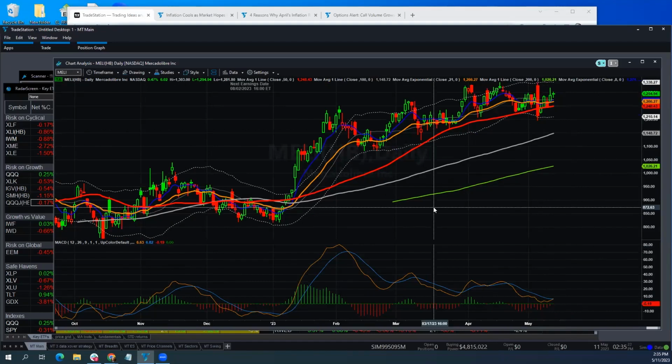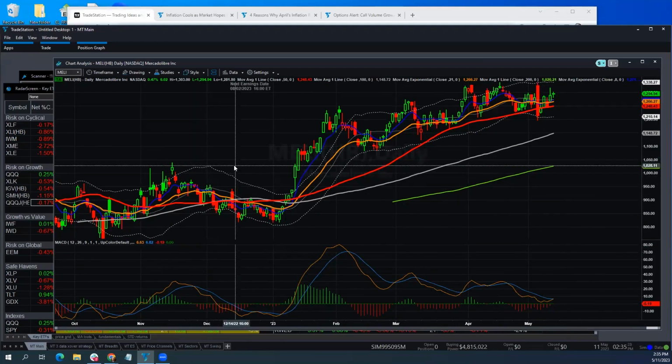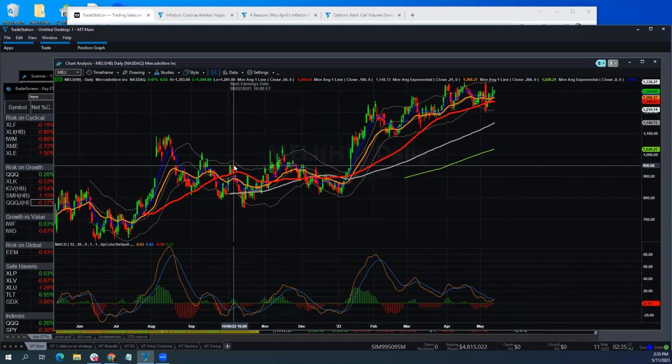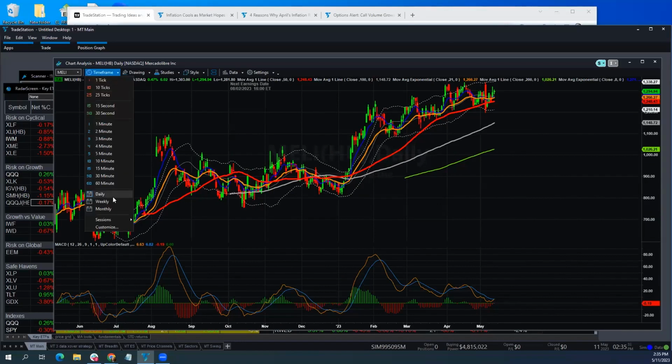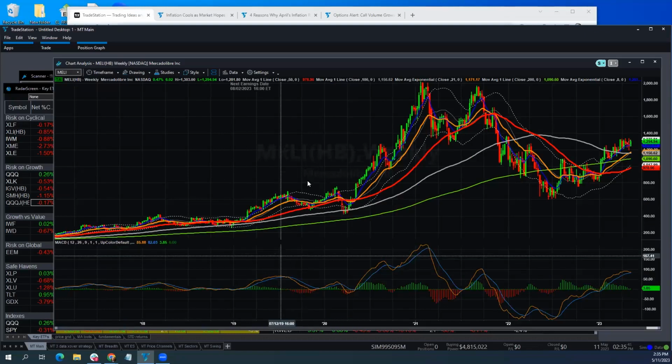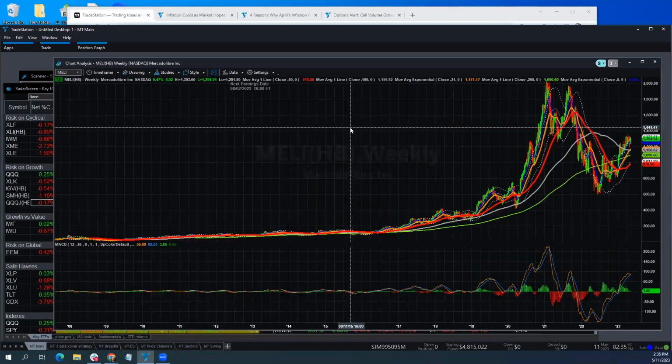So this is another one. This is a Latin American e-commerce stock. And this is also a pretty long term, pretty significant growth stock. If you look at how this one has performed over the long term, it's been a pretty significant mover to the upside.